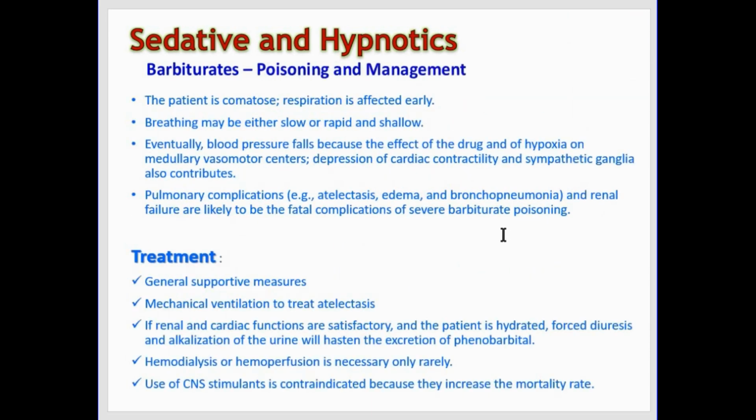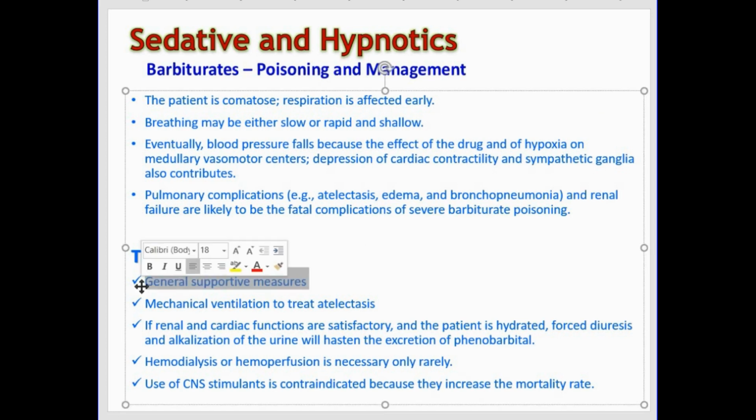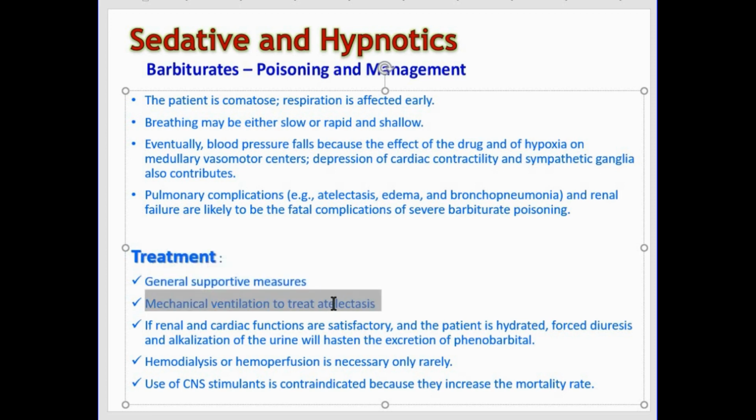So how do you manage it? Well, we don't have any antidote, so you simply have to manage the vital signs. You have general supportive measures. If the patient has lung collapse, you provide mechanical ventilation. And if the patient's renal and cardiac functions are okay, you can try giving diuretics, forcing the drug out of the body. So these are the options. We don't have any antidote for that.